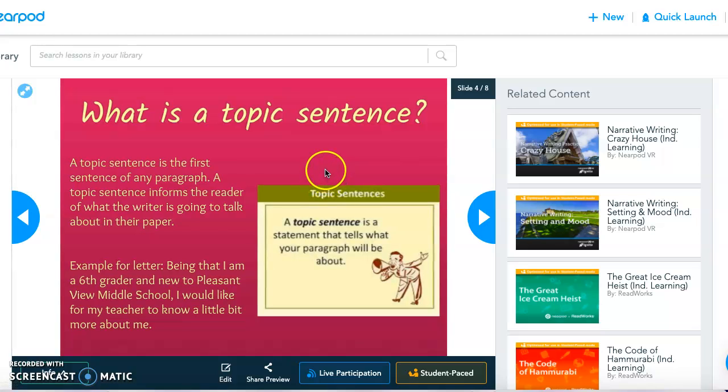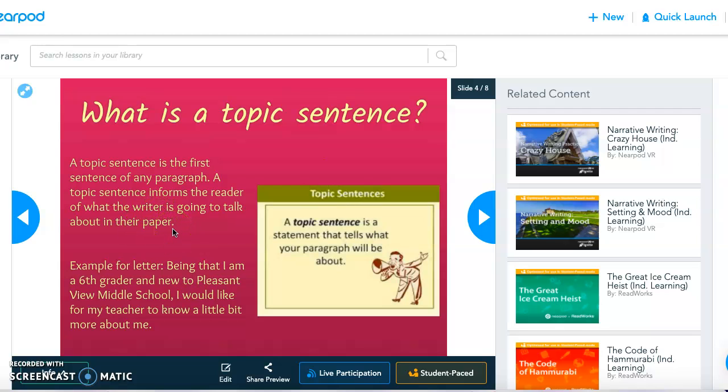What is a topic sentence? Some of us might have seen that as part of your requirement in your letter to have a topic sentence. So I'm going to go over that with you quick. A topic sentence is the first sentence of any paragraph. It's always that first sentence of any paragraph. A topic sentence informs the reader of what the writer is going to talk about in their paper or in their letter for this circumstance.